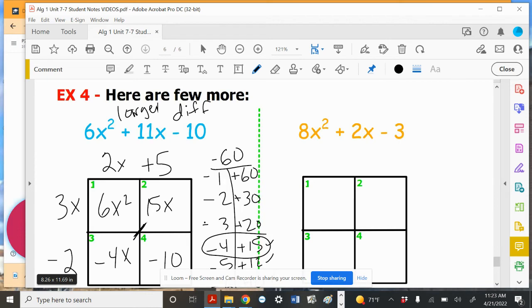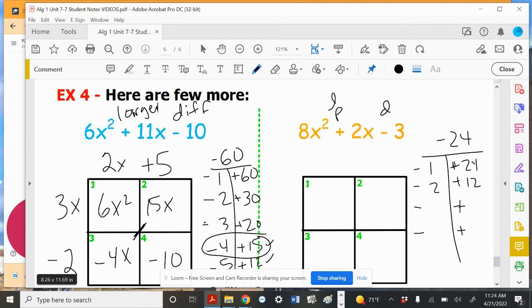Okay, last one. Here we also have a negative 24. Remember, this means they're different. This means the larger one is positive. So that's the larger one. So that would be negative, positive, negative, positive, negative, positive. Can't write those out very well. Negative, positive. So we have 1 and 24, 2 and 12, 3 and 8, 4 and 6. And then which ones add up to 2? That would be this last one.